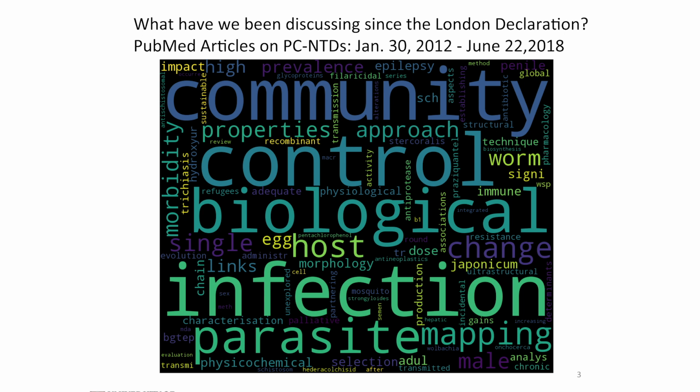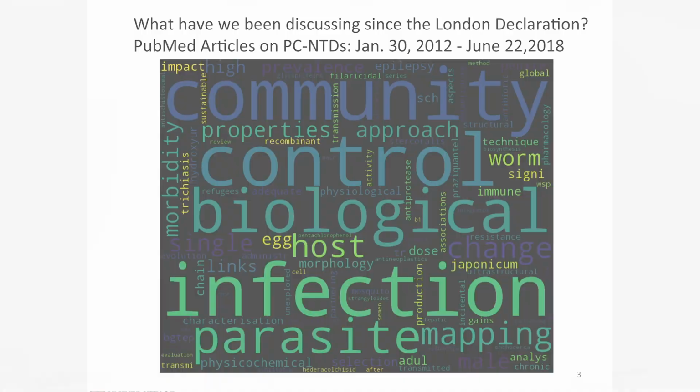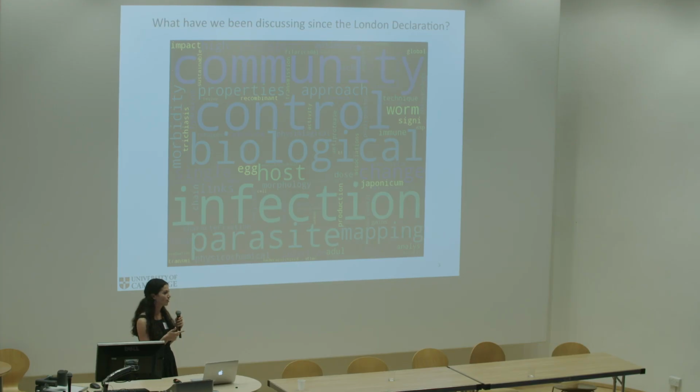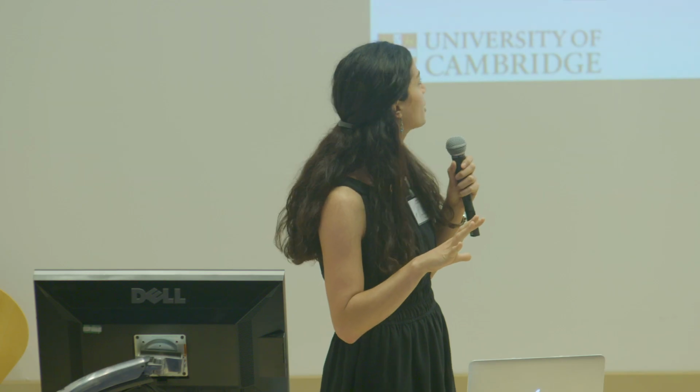discussed terms in relation to schistosomiasis, lymphatic filariasis, onchocerciasis, soil-transmitted helminths, and trachoma, the five sets of diseases treated by mass drug administration. And what we see here, out of the 7,193 articles that have been published, we are still talking about morbidity control, infection dynamics. So when we refer to communities, we're still discussing predominantly biological issues.